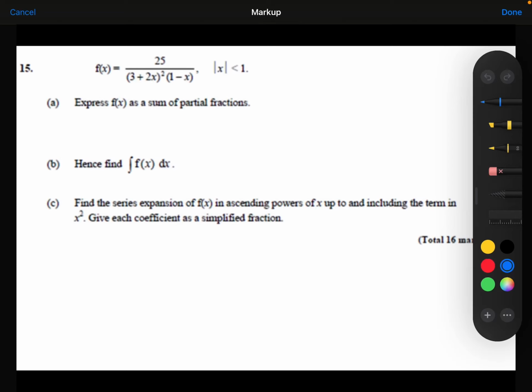f of x is equal to 25 over (3 plus 2x) squared multiplied by (1 minus x), and the modulus of x is less than 1. Part A, express f of x as the sum of partial fractions.